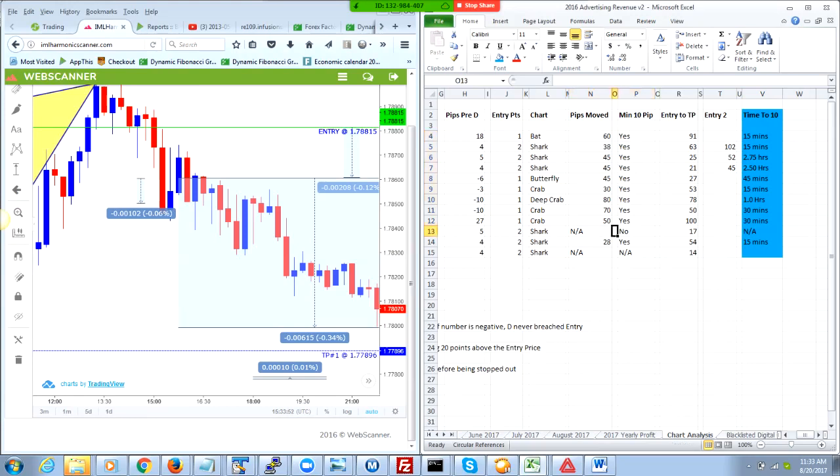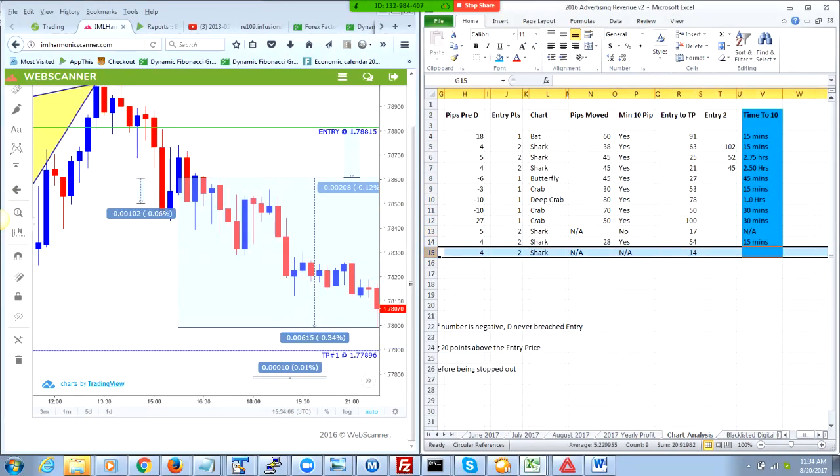There's one instance here where it didn't make the entry at all, so that's why I said I didn't get my 10 pips, but I would never enter this trade in the first place. And this one down here, this chart ended at the close of last week, so I have no data, so I don't know if I would make it in the first place.